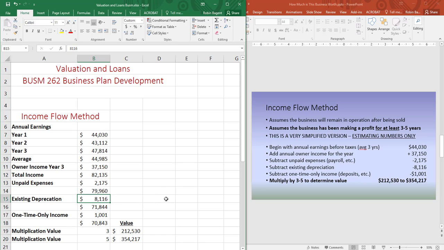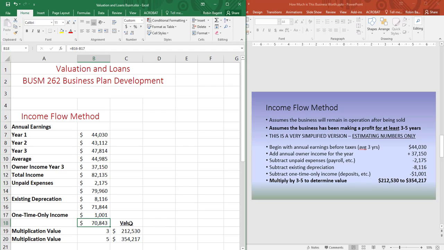You take out existing depreciation because they would have the right to take that themselves on any equipment. If they're going to forego that right, that would be part of the negotiation process. But that takes us to about 71,844. We take out any one-time only income, so maybe they did a deposit for their rent or for an electric bill or something like that. They would get that back when the business sells. So that puts us at $70,843 that the business is worth.